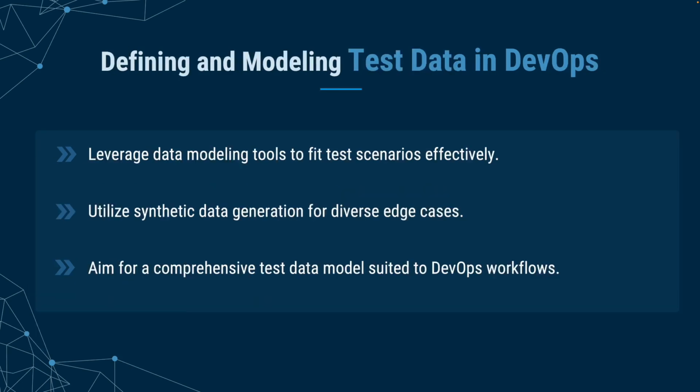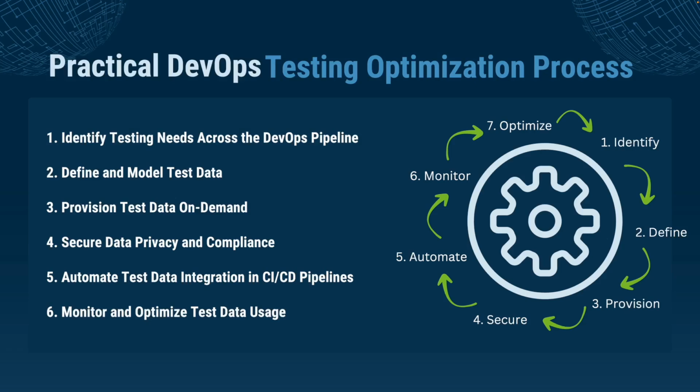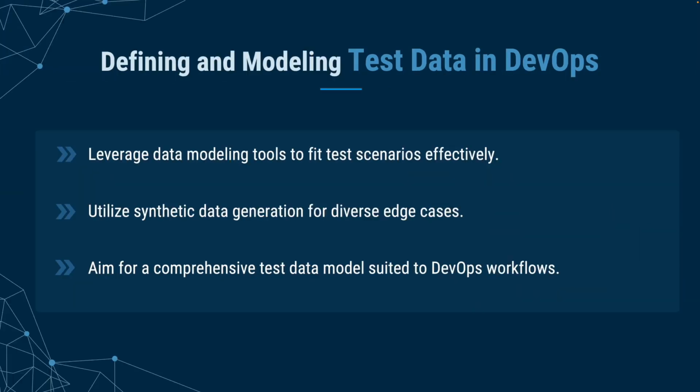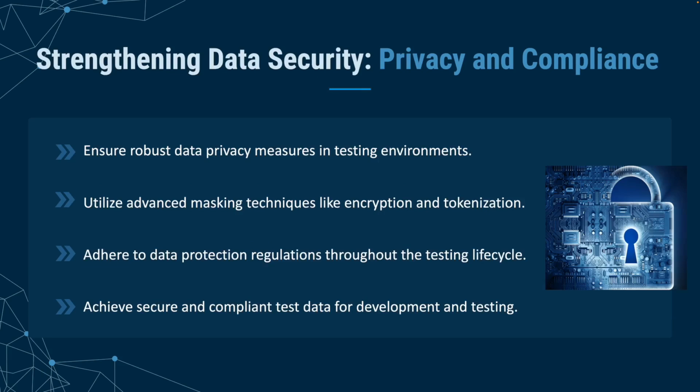Okay, so what I did was I hit each of these categories, right? So we're talking about the model. Why is the model important? Why is test data on demand important? Why is privacy and compliance important? Hopefully you know that one, right? But again, ensure robust data privacy measures, utilize advanced masking techniques. Make sure you're just doing the right thing. Like I said, legally and within your business.